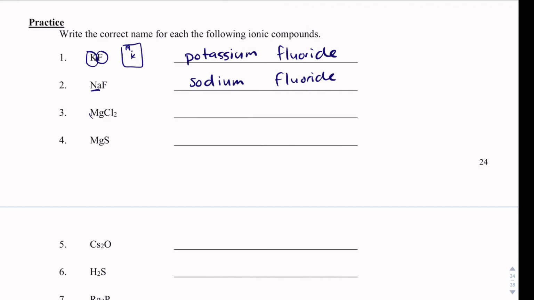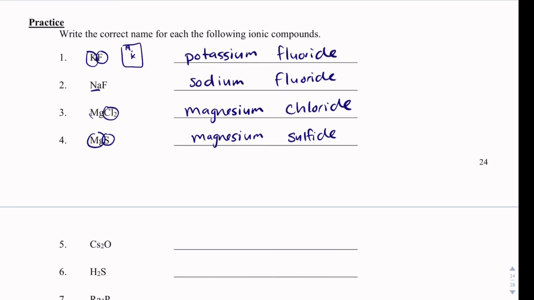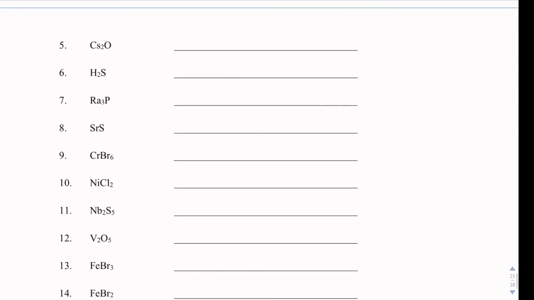We find magnesium. It is not multivalent, so I just name it magnesium. And then here we have chloride. Here I have magnesium again. And then I have sulfide. Magnesium's not multivalent. Remember, only metal cations could be multivalent. And number 5, I have cesium. And then I have oxide. Remember, anions are just going to take off the suffix and add IDE.